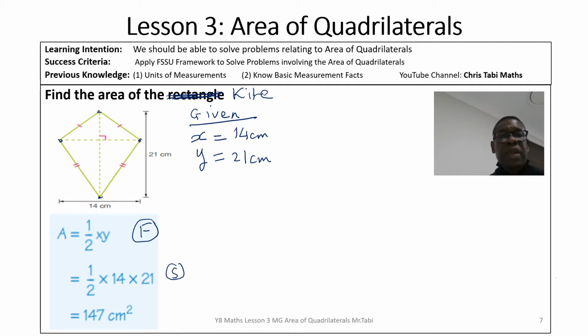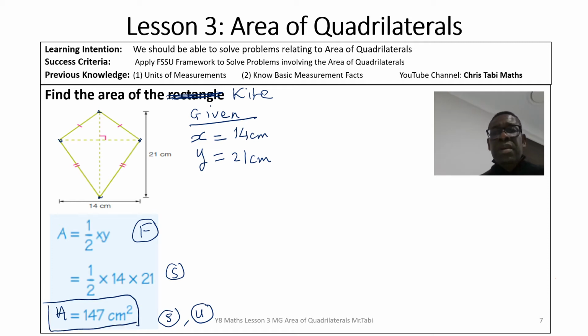So half multiplied by 14 multiplied by 21, and then you simplify, and then you add the units because it's centimeters, so square centimeters. So that's the area.